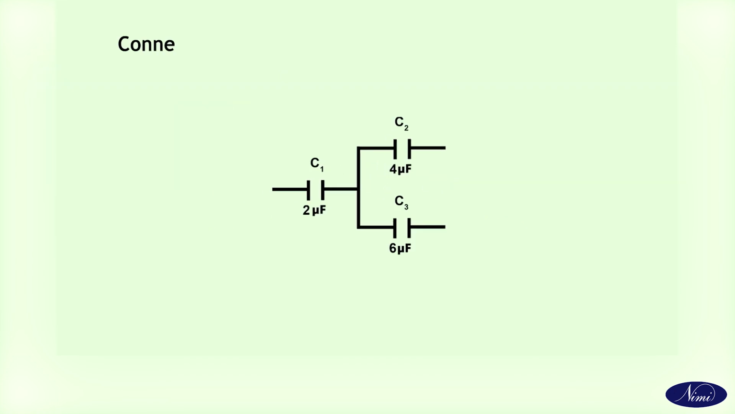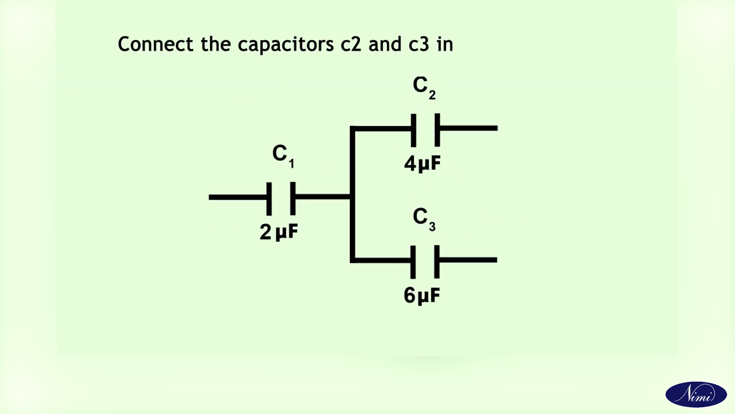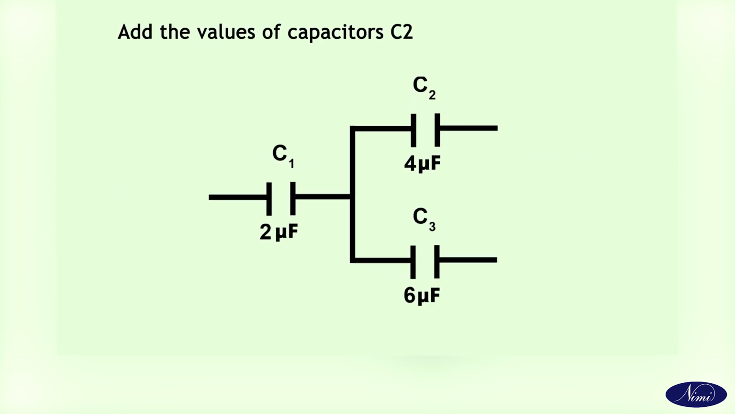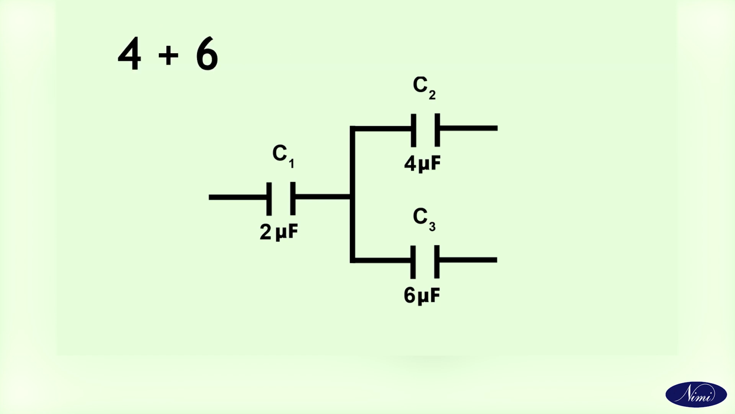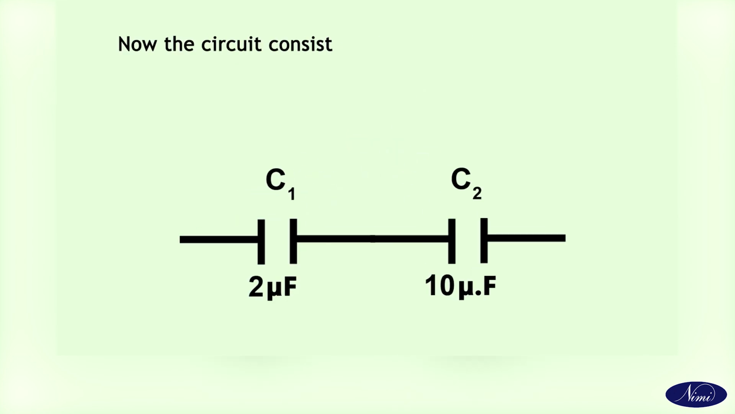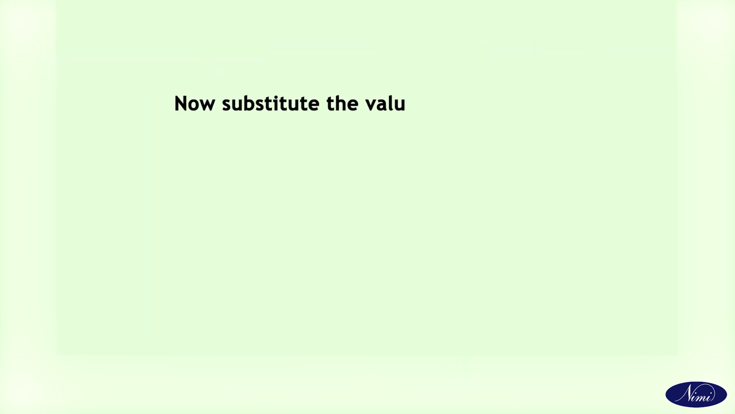respectively. Connect the capacitors C2 and C3 in parallel. Connect capacitor C1 in series to capacitors C2 and C3 as shown in the circuit. Calculate the total capacitance using the formulas as follows. Add the values of capacitors C2 and C3 as they are connected in parallel. 4 plus 6 is equal to 10 microfarads. Now, the circuit consists of two capacitors, 2 and 10 microfarads. Now, substitute the values in the formula.